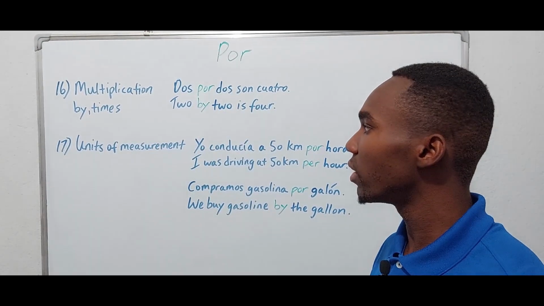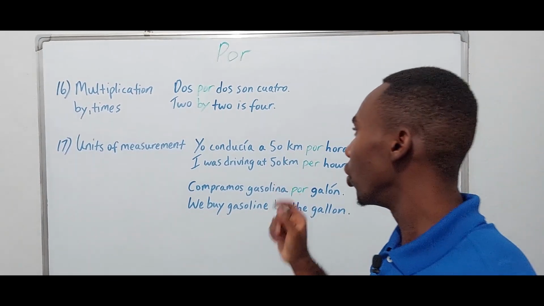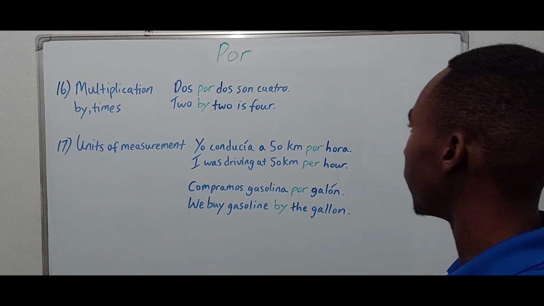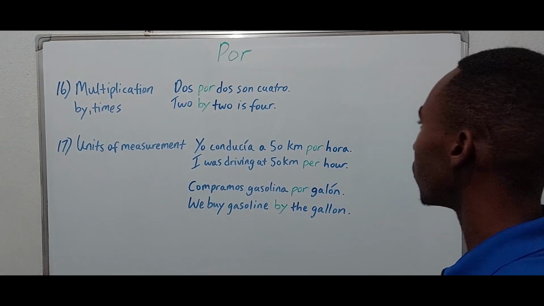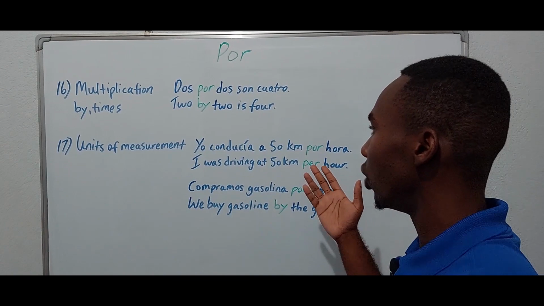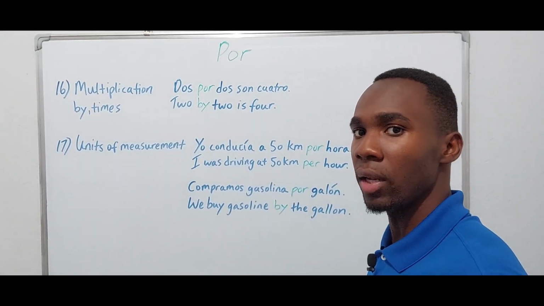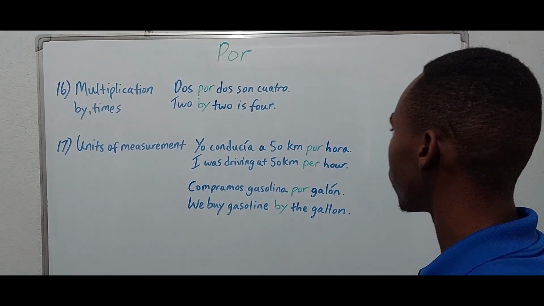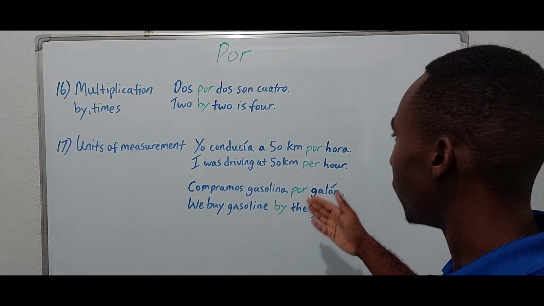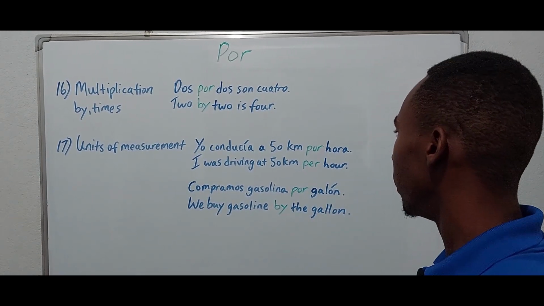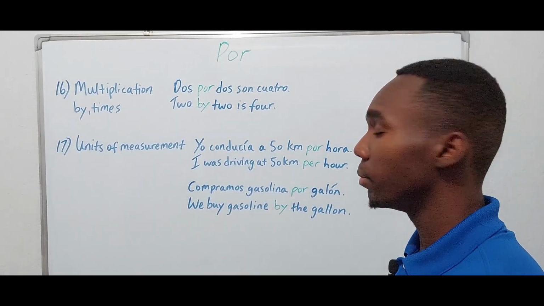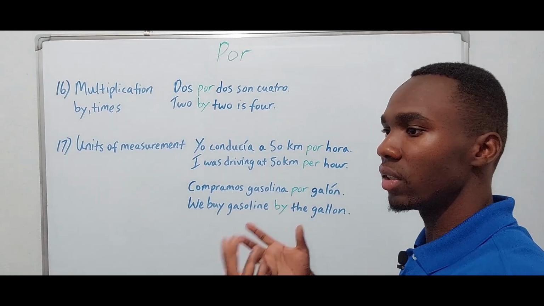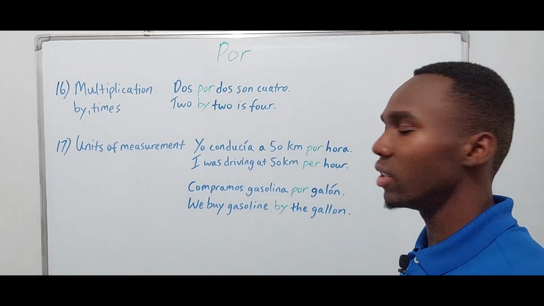And 17, units of measurement. So yo conducía a 50 kilómetros por hora. I was driving at 50 kilometers per hour. So this is a unit of speed, la velocidad, okay? And compramos gasolina por galón. Again, por galón would be a unit of measurement, right? We buy gasoline by the gallon. All right. Of course, there are other examples, but these are just two.